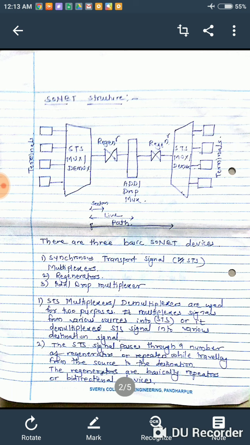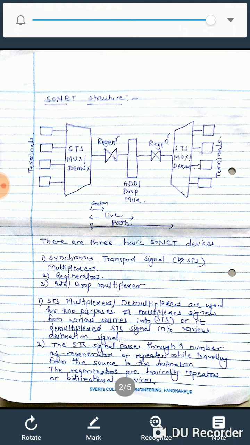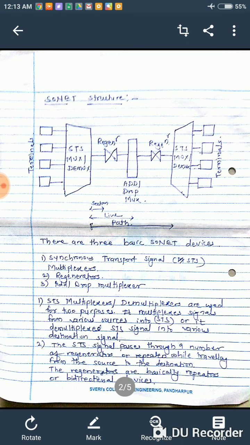At center, add drop multiplexer is used. Output of add drop multiplexer is given to the regenerator. Output of regenerator is given to the STS mux demux, and its output is given to the terminals. So we will see the working of each block one by one. It is mainly divided into three parts: STS multiplexers or demultiplexers, regenerators, and add drop multiplexers. So see the function one by one.